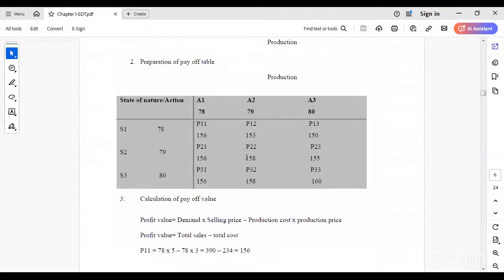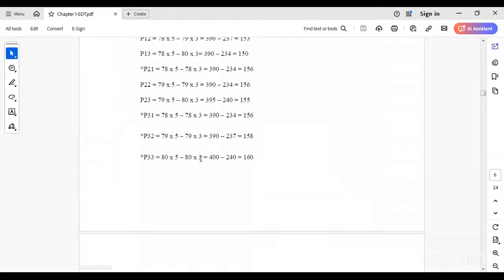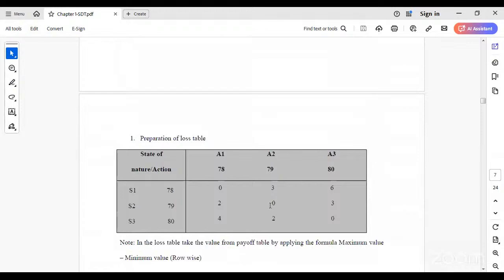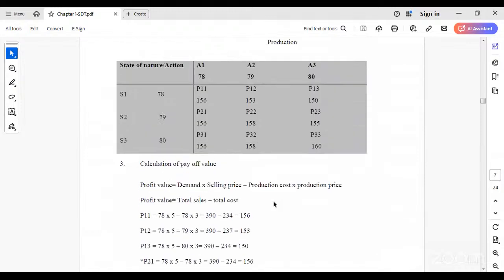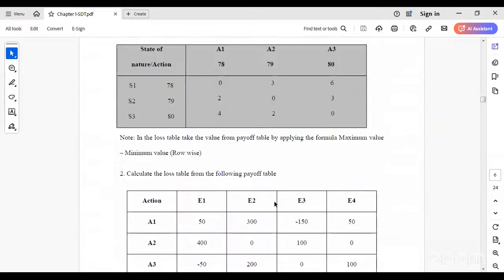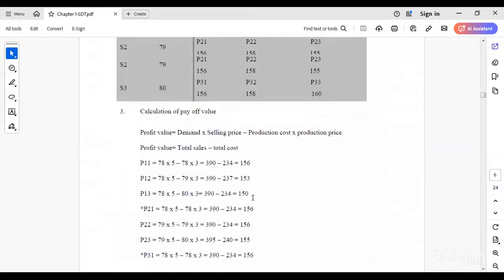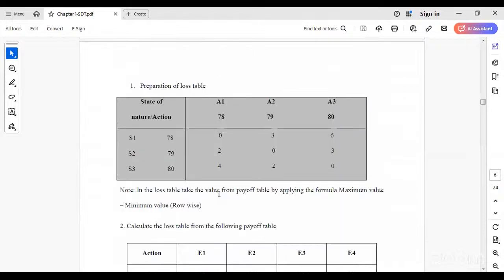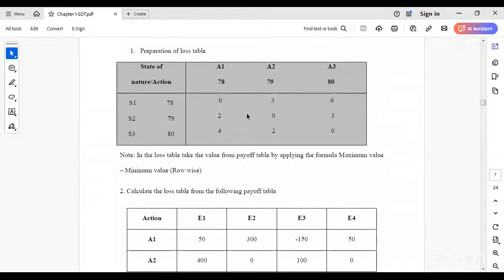See, 156, 158, 155. The maximum value is 158. 158 minus 156 is 2. Then 158 minus 158 is 0. Then 158 minus 155 is 3. The next row: 156, 158, 160. 160 minus 156 is 4, 160 minus 158 is 2, 160 minus 160 is 0. So action formulation of action space, payoff table, then loss table. In this way we have to do the problem. At this point we completed the first part of statistical decision theory.